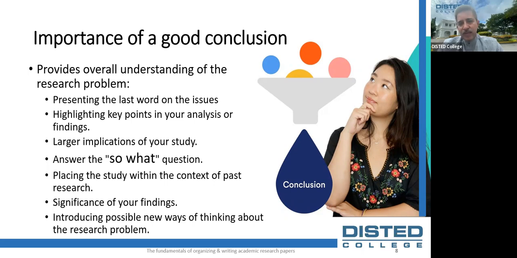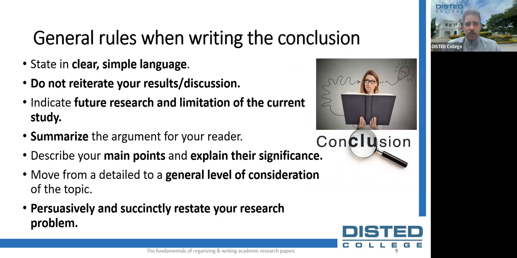So you've got to be very careful how you frame your conclusion. When writing the conclusion to your paper, you need to follow these general rules. Number one, state your conclusion in clear, simple language, because it's an important chapter and you want to ensure that everyone understands what the findings were.